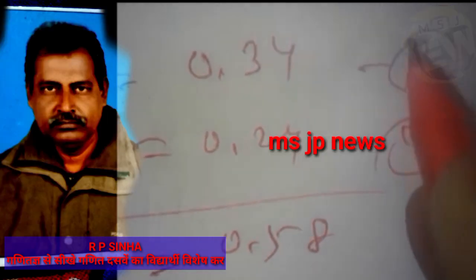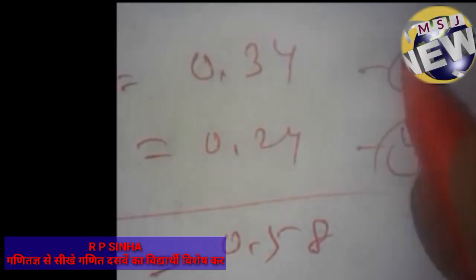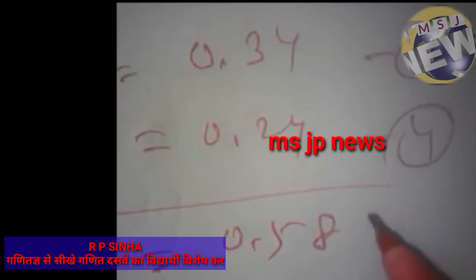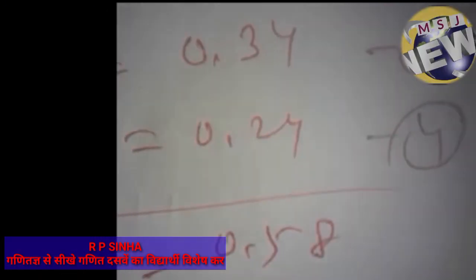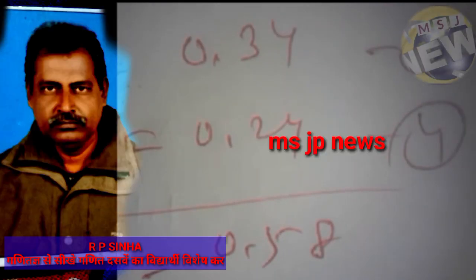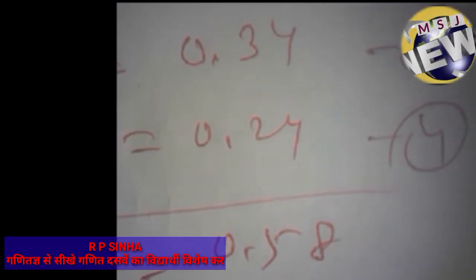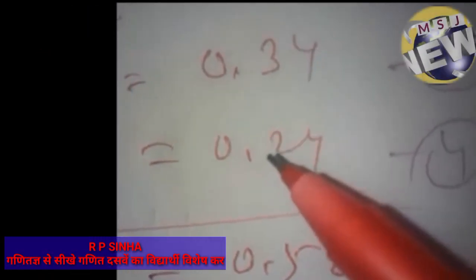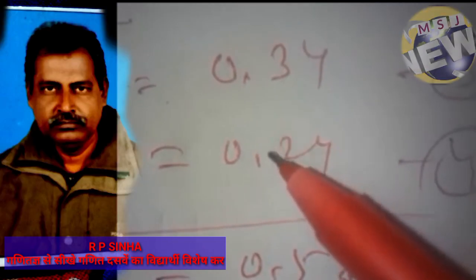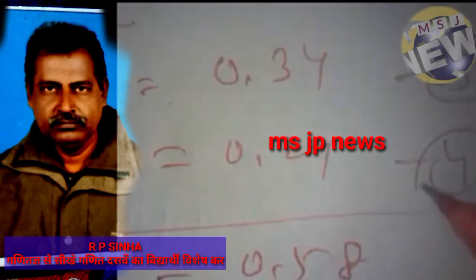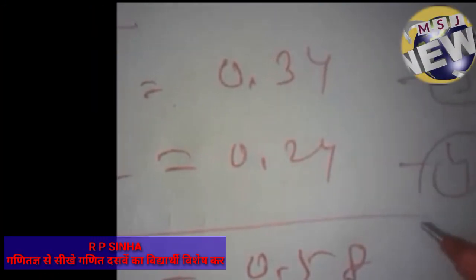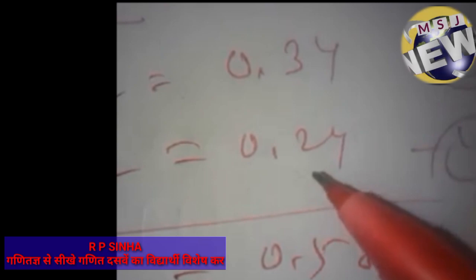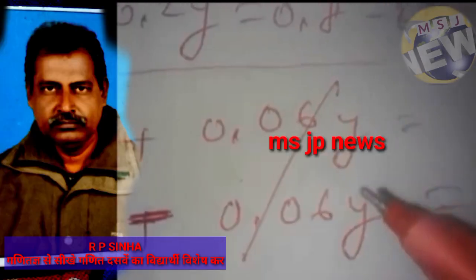Now we have got equation number 3 and equation number 4 by multiplying the coefficients of variable y. In equation number 1, we have multiplied the coefficient of variable y of equation number 2, and in equation number 2 we have multiplied the coefficient of variable y of equation number 1. By multiplying the coefficients, we have got equation number 3 and equation number 4.